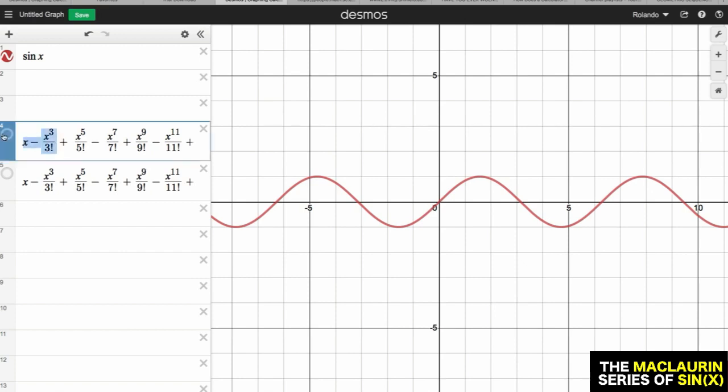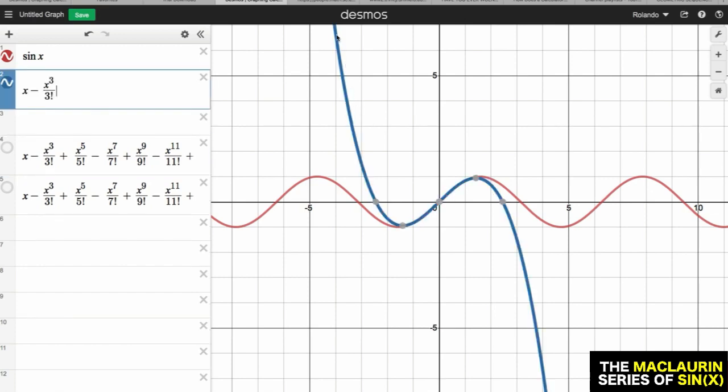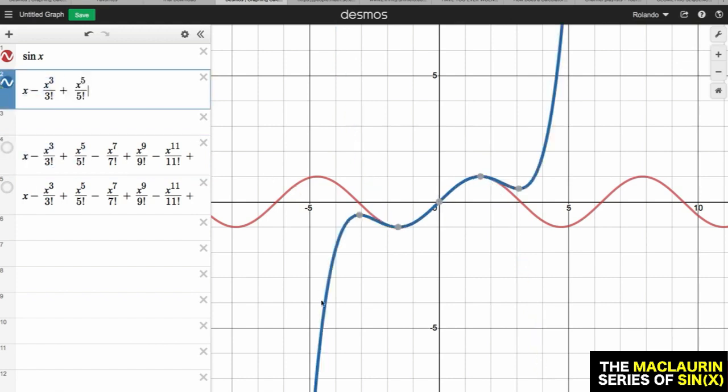Let's begin by putting in two terms. So this blue graph now is the graph of x minus x cubed over 3 factorial, which are the first two terms of the Maclaurin series for sine of x. Let's add one more term to make it 3 terms. And you will notice now that at this middle part, the graph of sine of x and the graph of our series coincide. The series is hugging the graph of sine of x.